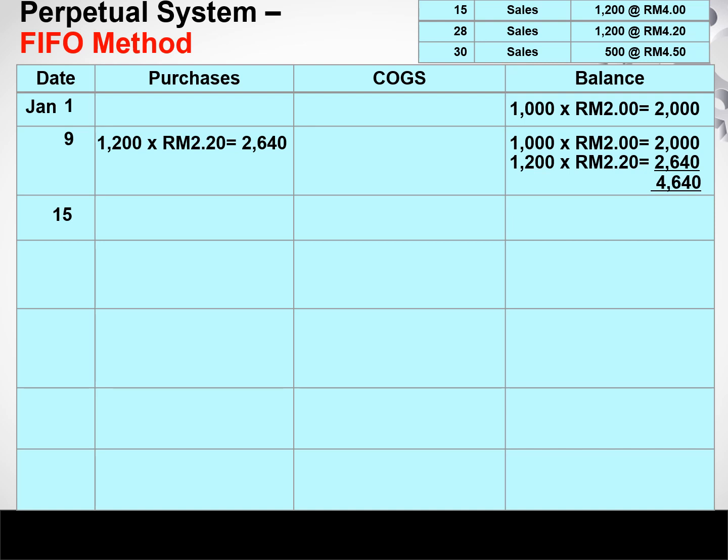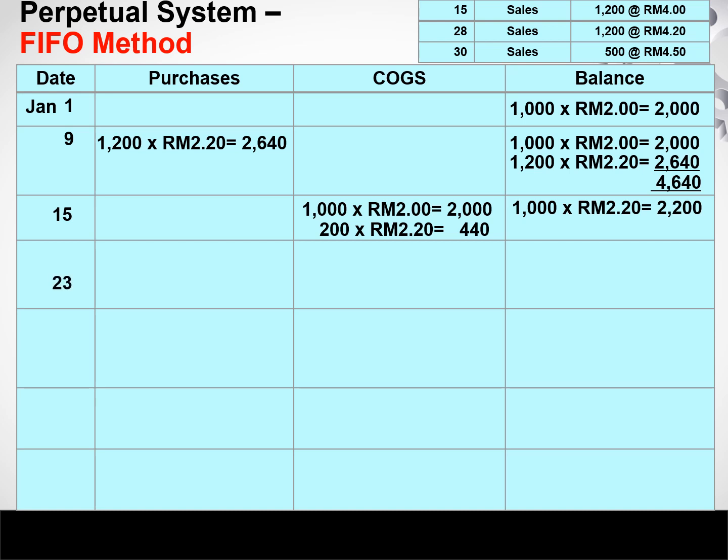On 15 January, sales 1,200 units. So, the first in will be the first out. The first in is 1,000 unit. So, write down in the cost of goods sold column 1,000 unit times 2 ringgit equals to 2,000, and the balance of 200 units times 2 ringgit and 20 cents equals to 440. So, the new balance is 1,200 minus 200 equals to 1,000 unit times 2 ringgit and 20 cents equals to 2,200.